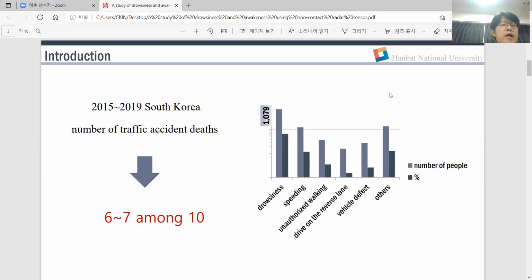According to the Korea Highway Corporation, 1,079 people were killed in traffic accidents on highways between 2015 and 2019. Among them, 729 people died from drowsiness. In other words, 6 to 7 out of 10 highway traffic fatalities appear to be accidents caused by drowsy driving.